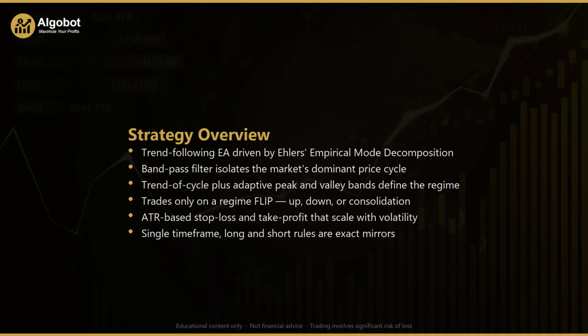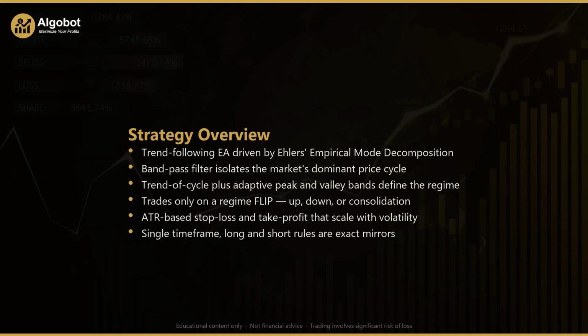From that oscillation, the strategy builds two more layers. First, it takes a simple average of the bandpass output over the cycle period, which it calls the trend of cycle. When the market is just oscillating back and forth, that average hugs zero. When a real trend develops, the cycle spends more time on one side of zero, so the average drifts away from zero. Second, it measures the market's own recent swing amplitude by averaging the recent peaks and valleys of the bandpass, then scales those into adaptive upper and lower bands. Because those bands breathe with volatility, the strategy adjusts itself to each symbol and each market condition without manual tuning.